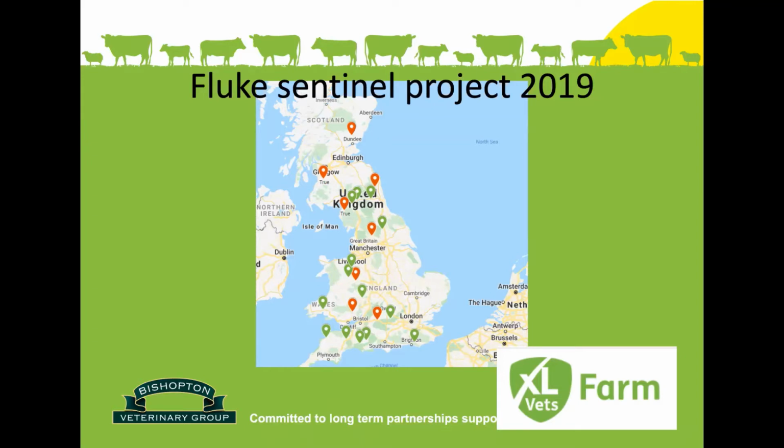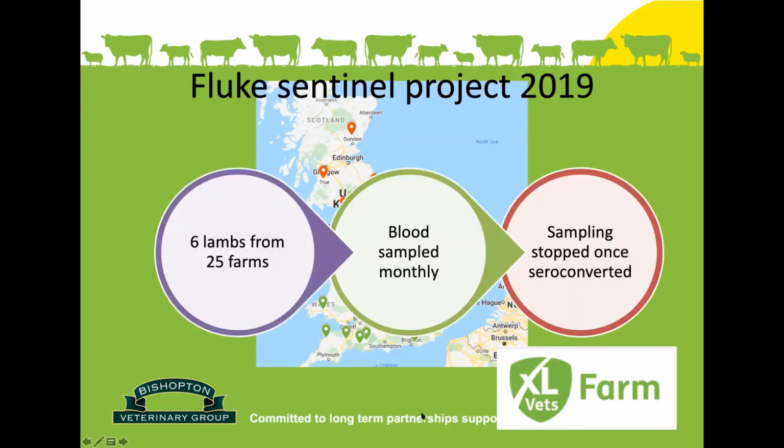What we did was we took 6 lambs from 25 farms that we knew had a liver fluke problem. We started blood sampling those lambs in July, and we blood sampled them every month. Now, we kept going back to the farm and blood sampling them until we had a positive result. And once we got a positive result, then we used that to determine treatments. So once we got the positive result, that suggested that the lambs were exposed and that flock got treated.